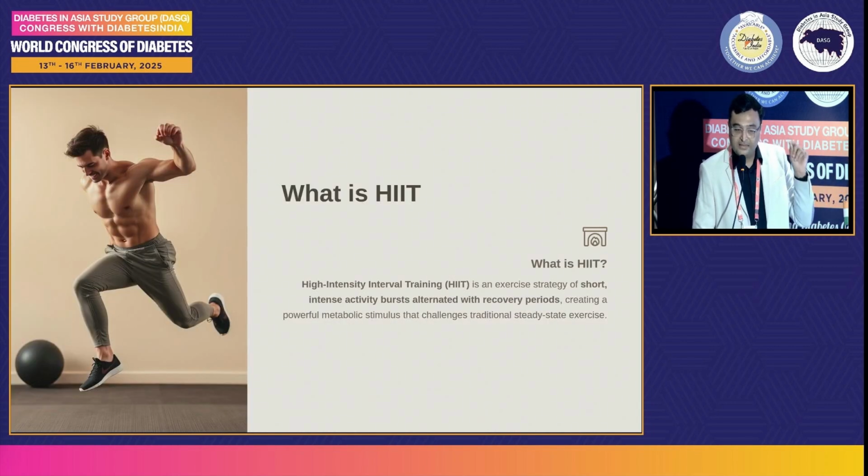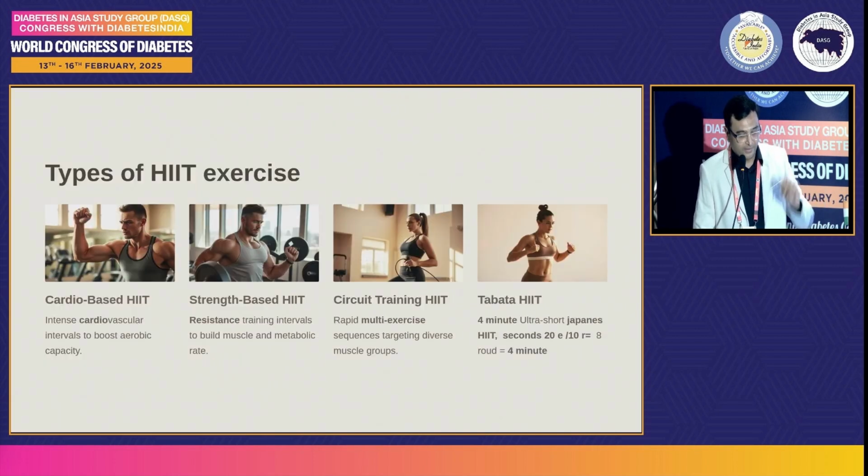So what is high intensity training exercise is that there are intense activity bursts which are alternated with recovery periods. That's what high intensity exercise means. It's not steady state. You go up, you cool down, you burn up, you cool down. That's what high intensity interval training exercise is. So there are various types of exercises. They are famous across the world, including India, Europe, Asia, any corner of the world, any gym, any center where exercise is being encouraged, they are there.